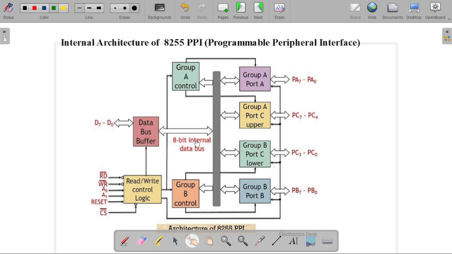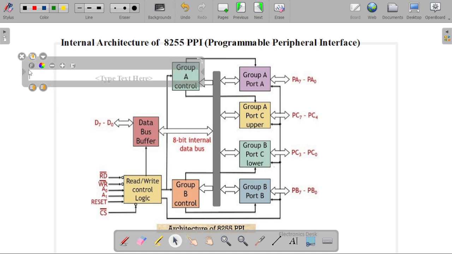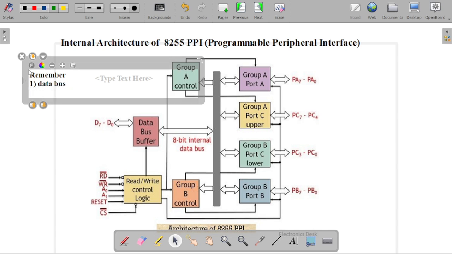Whenever we have to draw the diagram in the exam, it is difficult to remember each and every block and how it can be drawn. That question can come to our mind. So I will give you some techniques, and whenever you remember that technique, you can easily draw that diagram in the exam. The first one: you have to remember the data bus and address bus of the 8255.